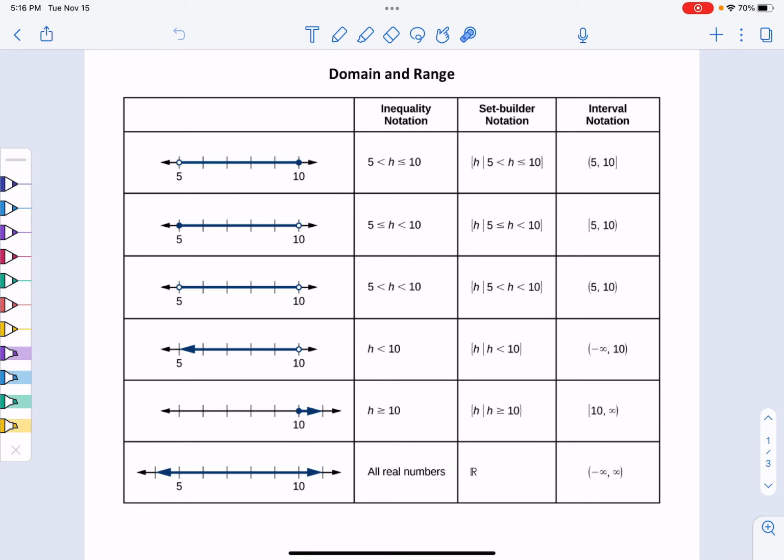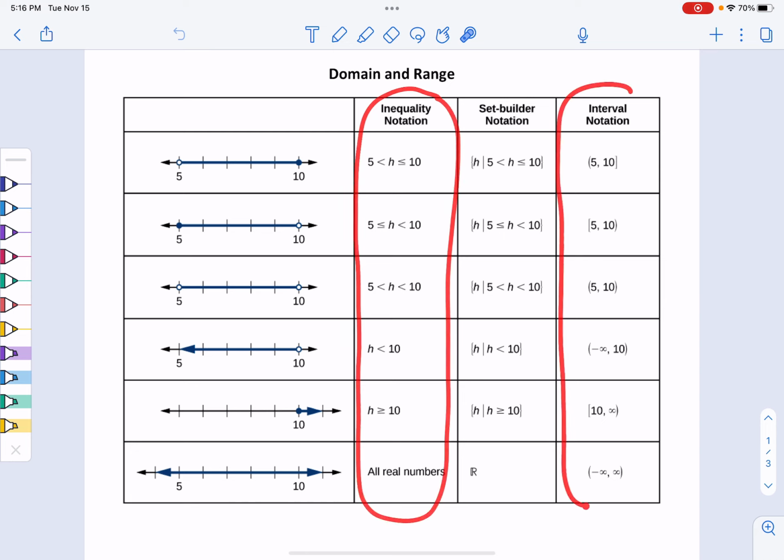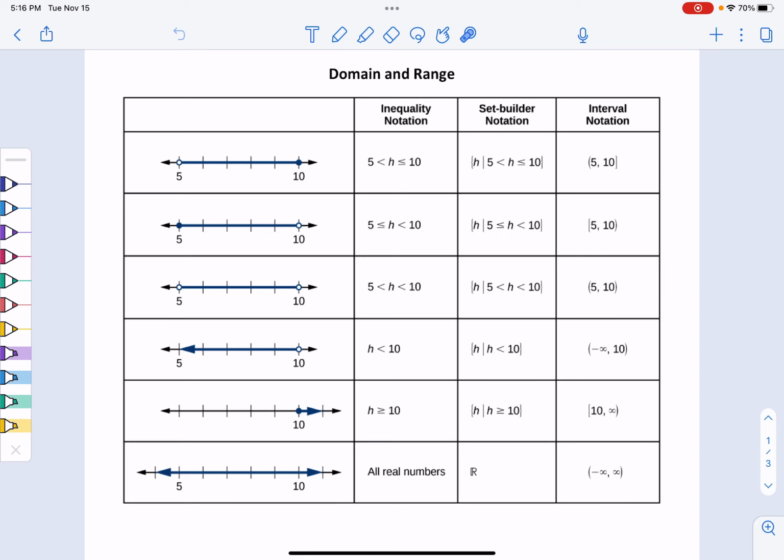We are going to be discussing the domain and range of functions. A quick little refresher here on our different notations. You are probably most familiar with inequality notation, possibly interval notation. Using an inequality to describe intervals is very common.